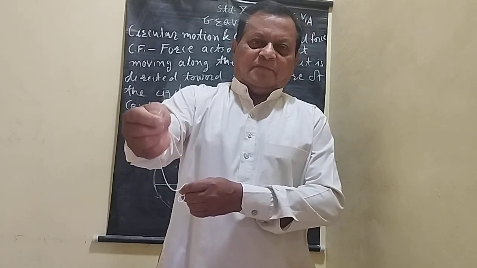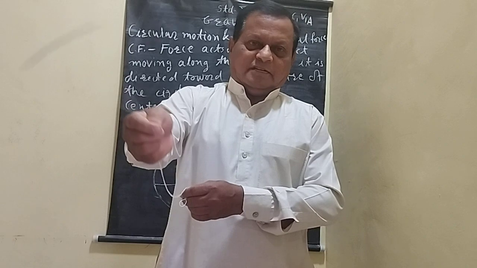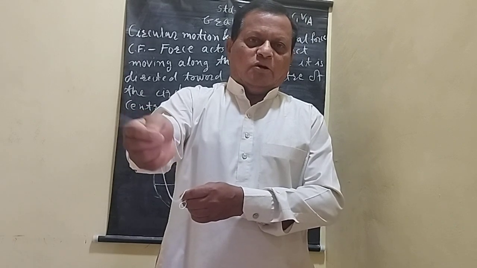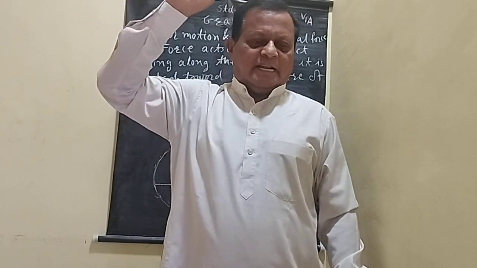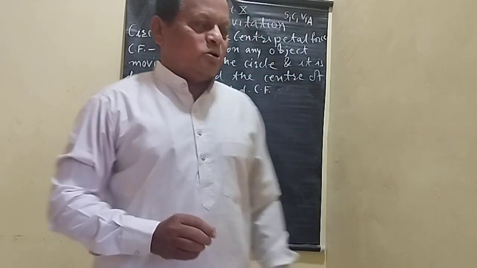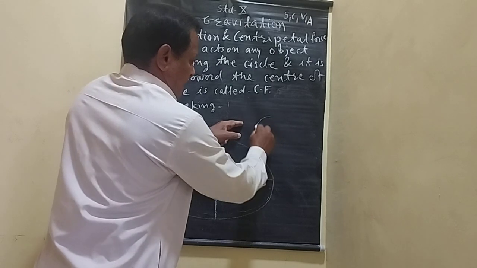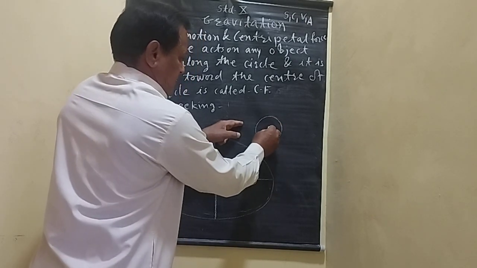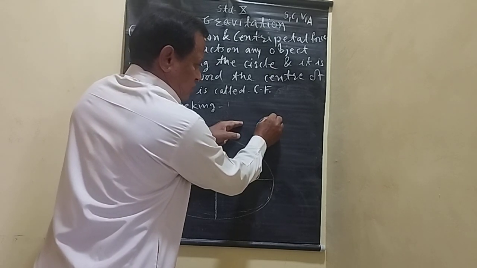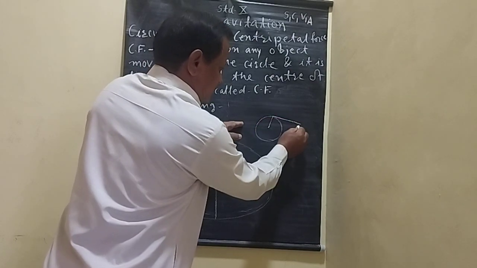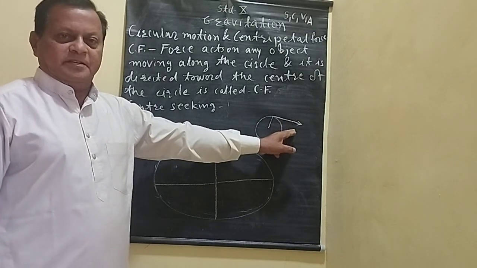What happened here? When I release the end, or when I release the force acting on this stone, what happened? You can observe. As I release this stone, the stone moves away. And the direction of the stone is tangent to the circle.